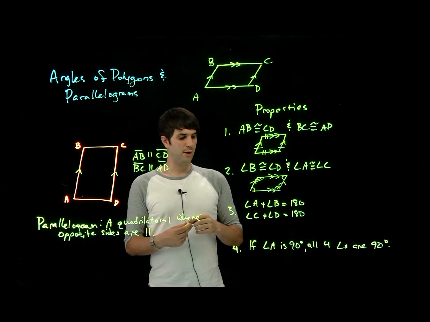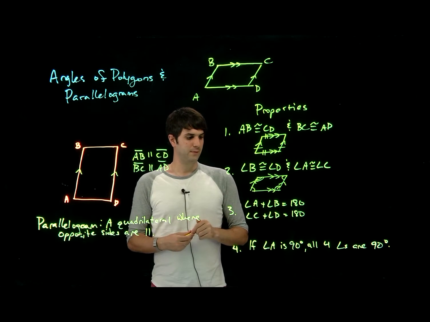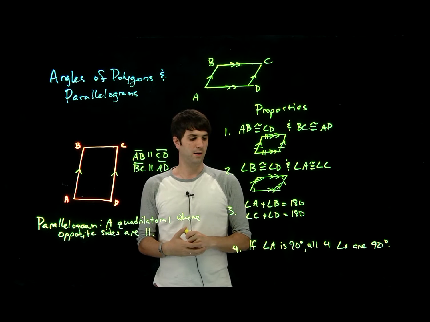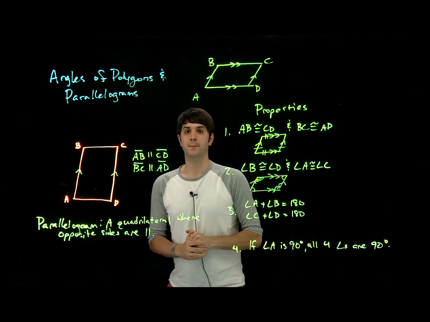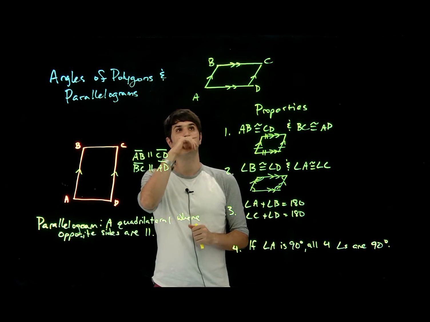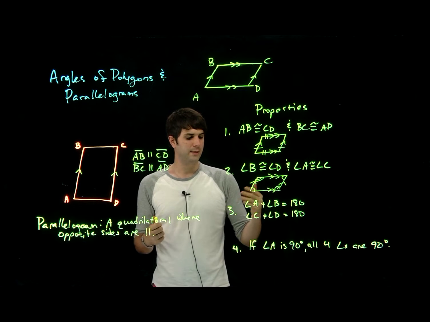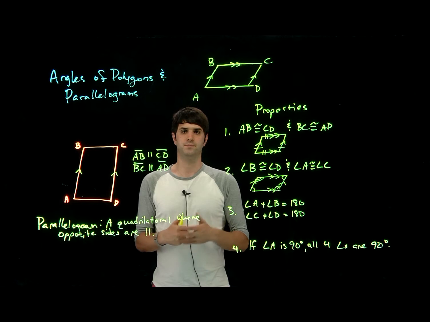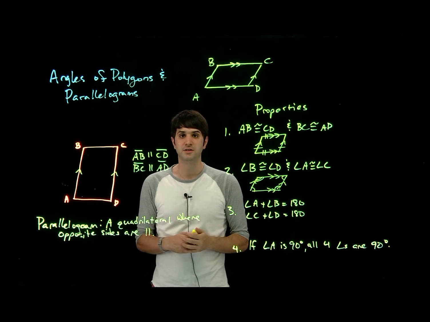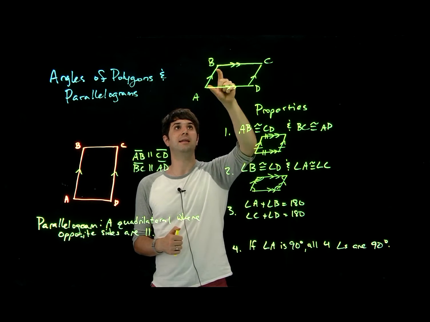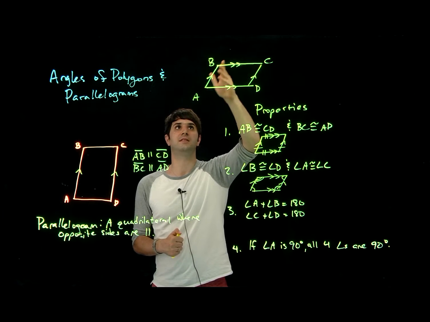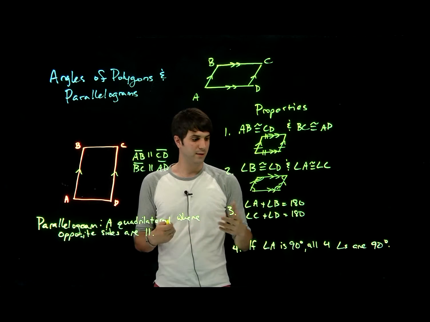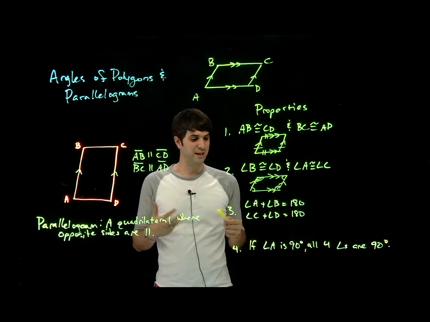All right. Third property is that these angles, A and B, and C and D, sum to 180. They are supplementary. So the way we know this is because of the properties of when a transversal cuts parallel lines. We know that any consecutive interior angles, when a transversal cuts two parallel lines, are supplementary, so we can use that fact.